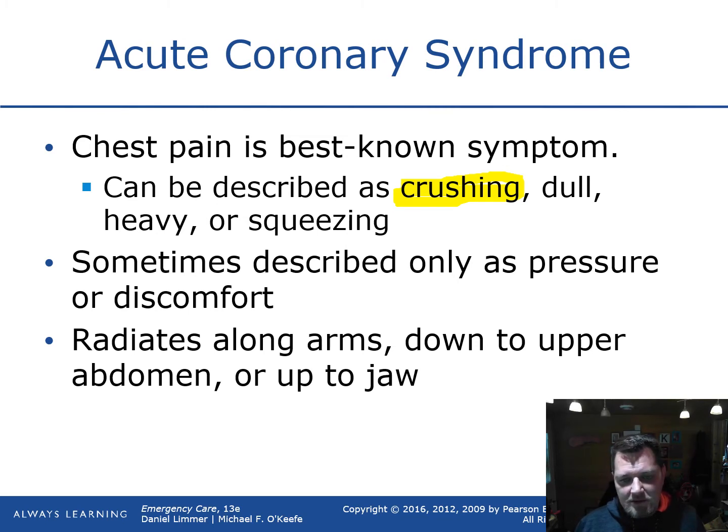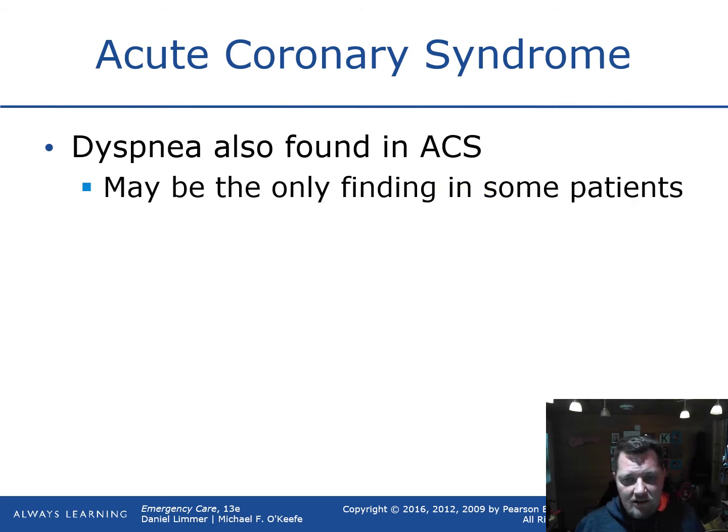Okay, so sometimes they will just have arm numbness or tingling, which then you've got to figure out your differential diagnosis. Is it a stroke or is it a cardiac problem? Okay. Dyspnea is also found in ACS, and it may be the only finding in some patients. When we have a patient with difficulty breathing, then yeah, we need to run a cardiac workup on them to make sure that it's not cardiac, okay? Because dyspnea is also found in this set of problems.